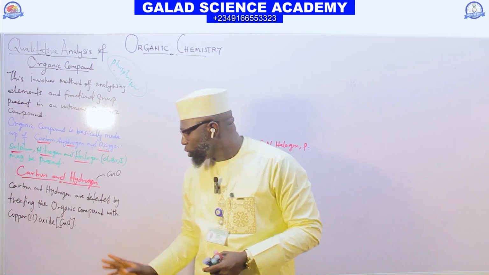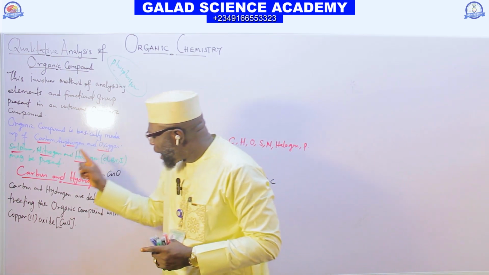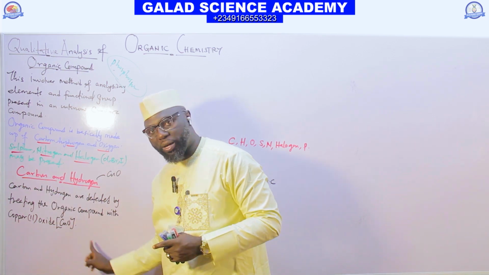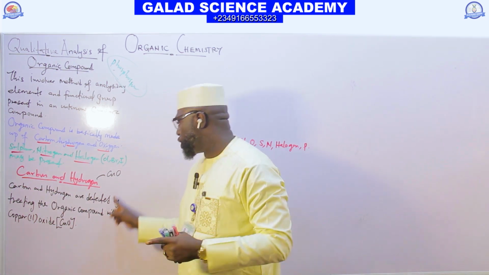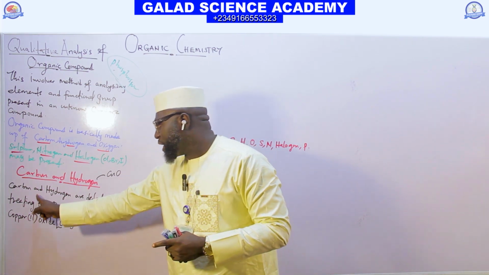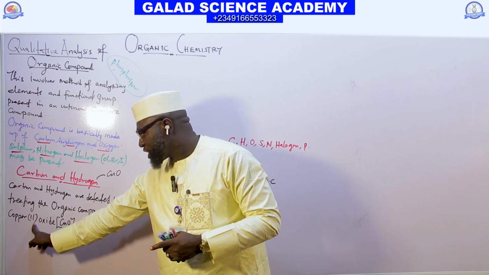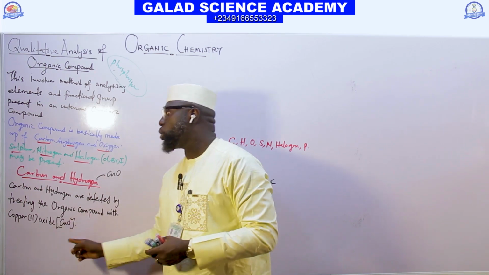The presence of CO2 there will be confirmed by lime water, which turns lime water milky, and the presence of water there can be confirmed by using anhydrous copper 2 sulfate, which is white and later changes to blue. So here now, we are testing for the presence of carbon and hydrogen in the organic compound. The reagent used is copper oxide. So when an organic compound is treated with copper 2 oxide.